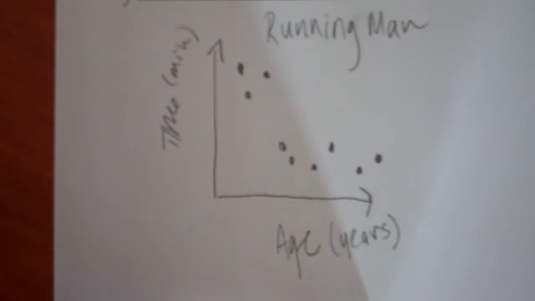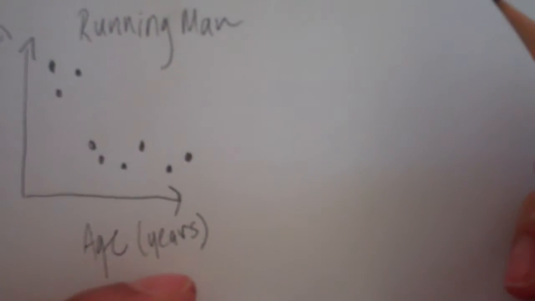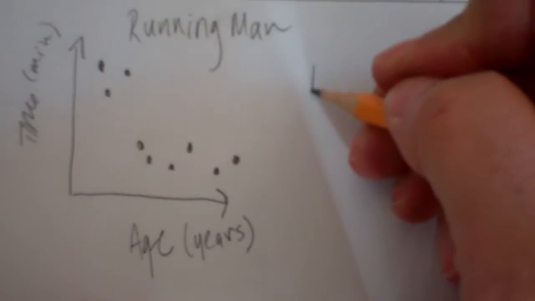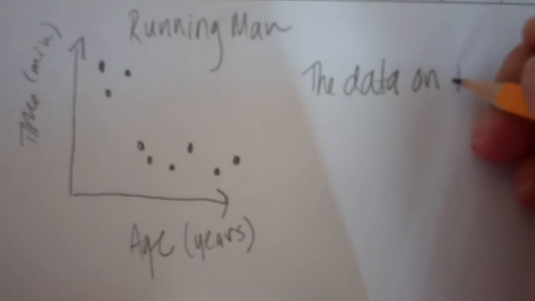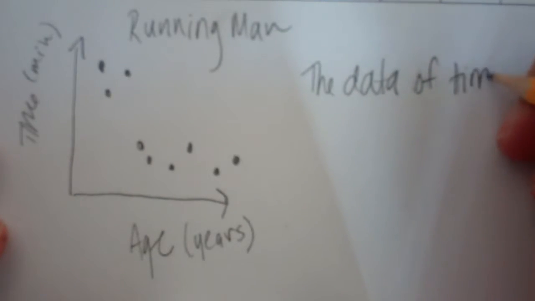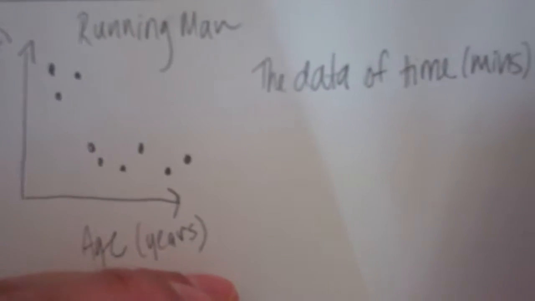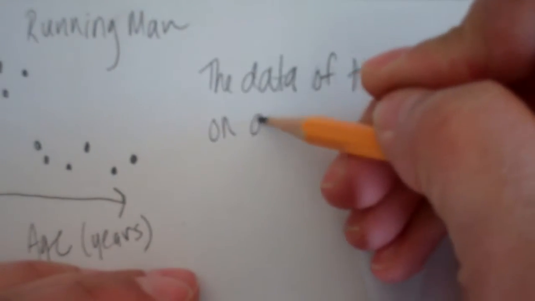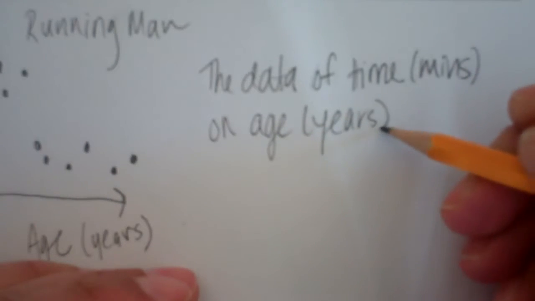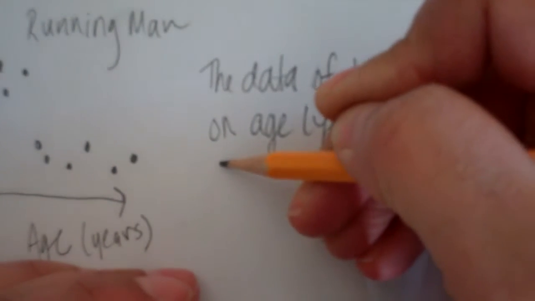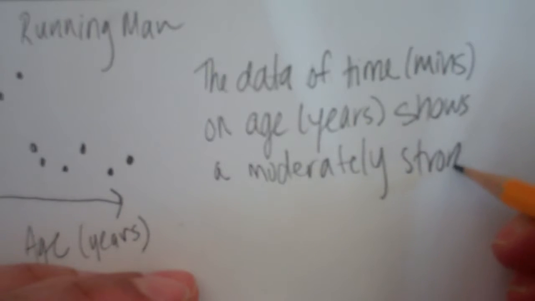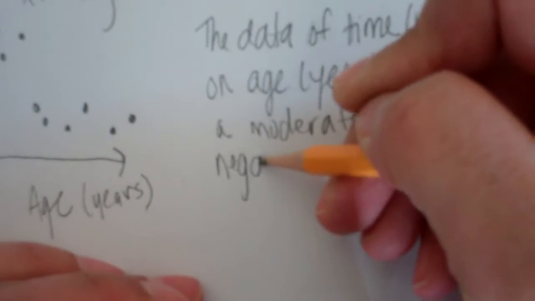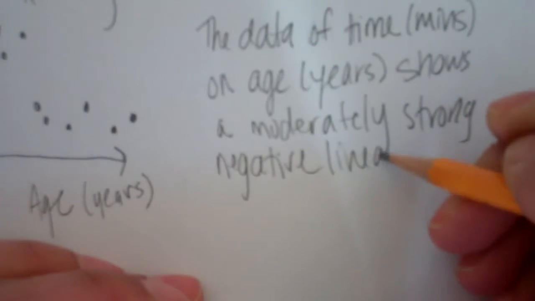And so for the next part, just as I'm doing, you would analyze it. So we would write down that the data of time in minutes on age in years shows a moderately strong negative linear correlation.